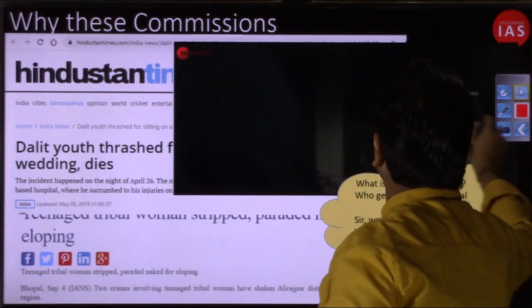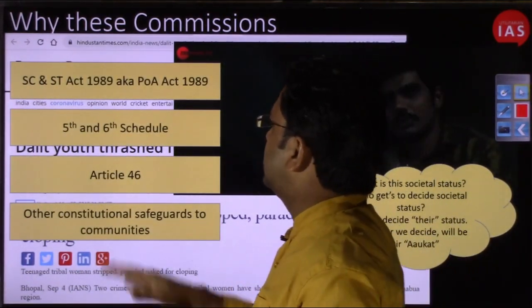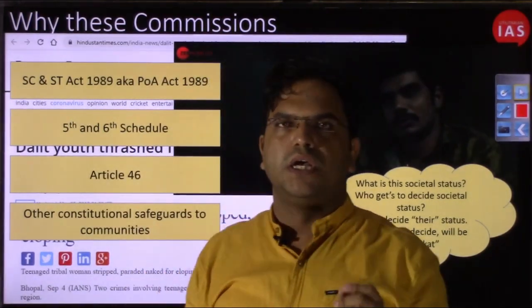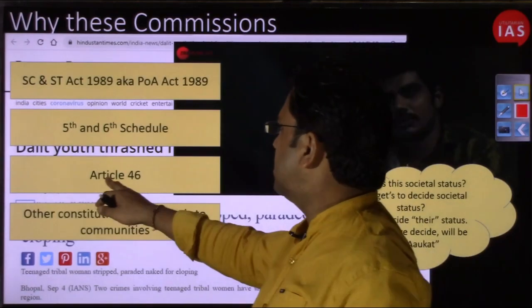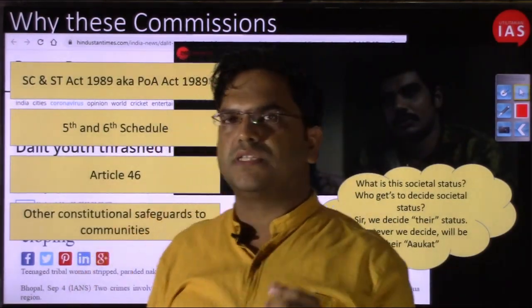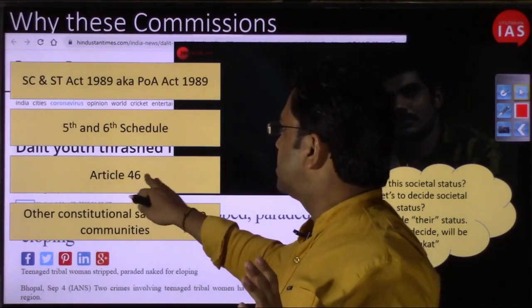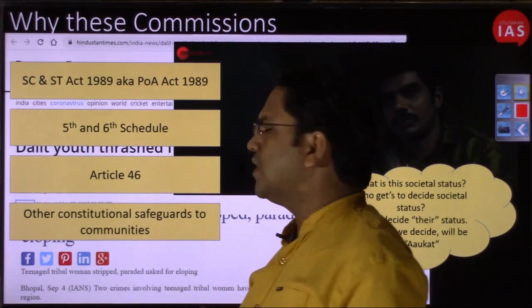Now we are moving to the next slide. You have various safeguards that have been mentioned in the constitution, or various acts that parliament has enacted. So you have this Article 46, although I have already communicated what this article is. So you can read this article, then the provisions of the 5th and 6th schedule, other constitutional safeguards for these communities.